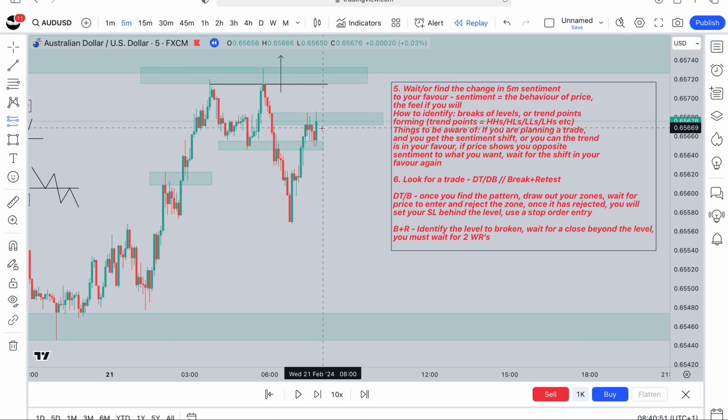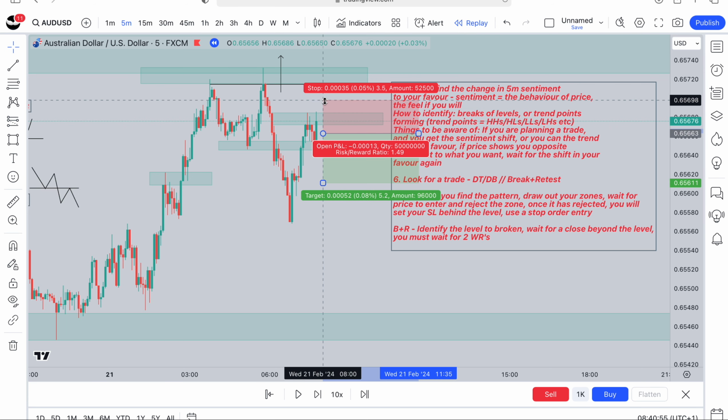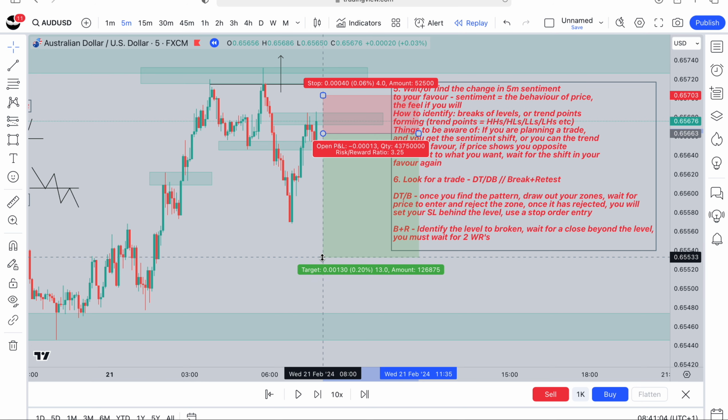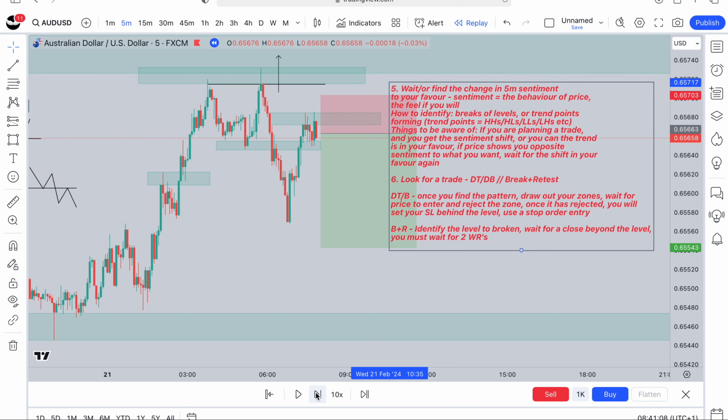We're going to be putting our stop order entry by here. We're going to be putting our stop loss a nice distance away, maybe give it a nice 4 pips or so. And then we're going to be looking to take this for a nice, let's go for 1-to-3. Let's not be greedy. Okay, so we're going to wait to see if price wants to trigger it.